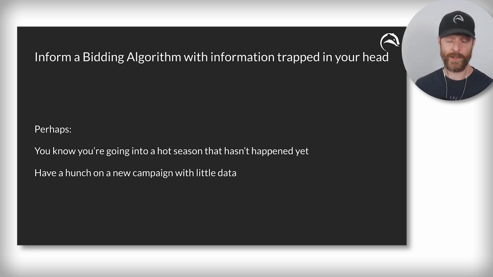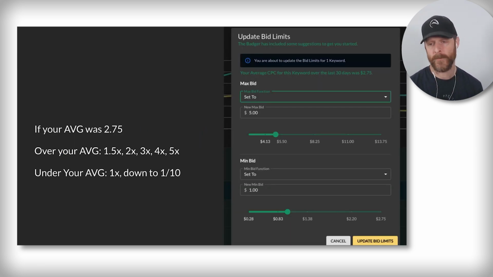Maybe I have a hunch on a new campaign and there's not enough data yet. So I'm sort of informing it. I'm nudging it in a particular direction. So I always love the concept, if someone's using a bidding algorithm like Ad Badger, they no longer have to optimize bids, but they can optimize the algorithm. And we have lots of different ways to interact and navigate that process, which I think is really cool.